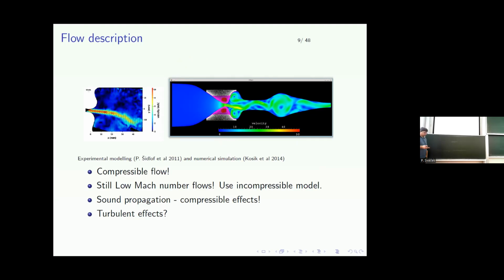However, in the human phonation process the compressibility is clearly included in the phenomena, because the voice creation is a compressible effect. So we would like to use an incompressible model, but for sound propagation the compressible effects need to be taken into account, which is done separately by the acoustic model.